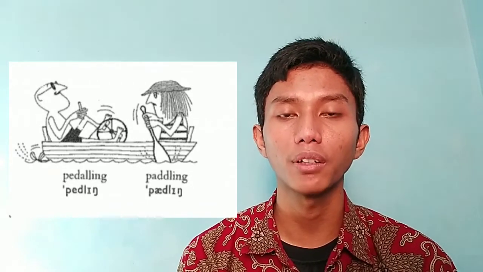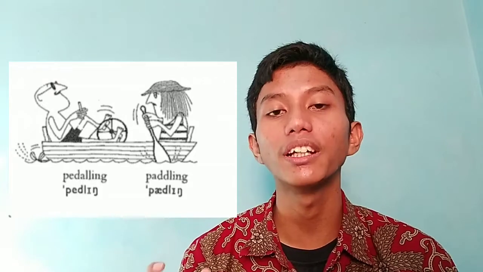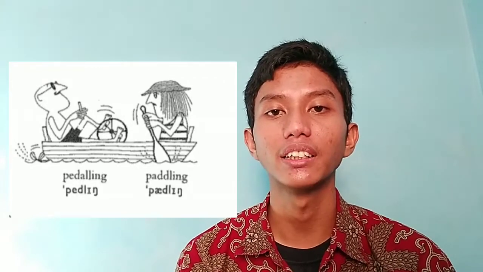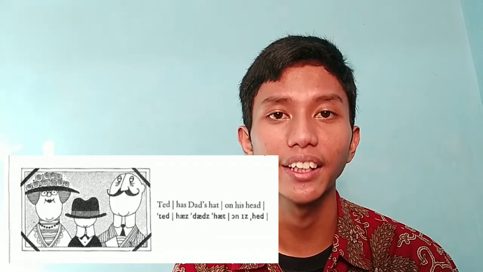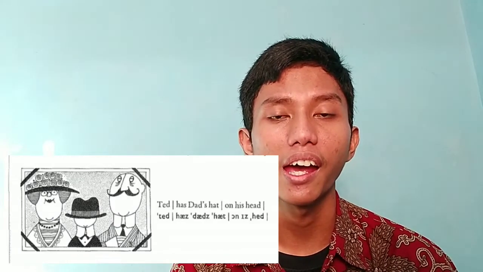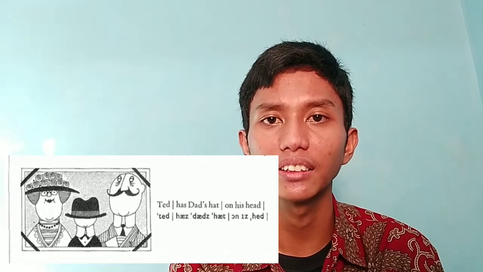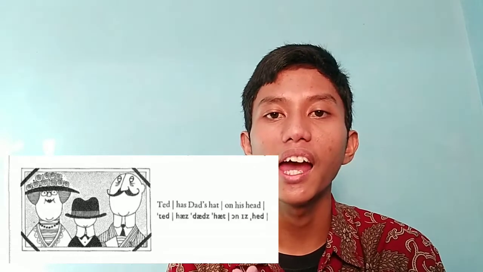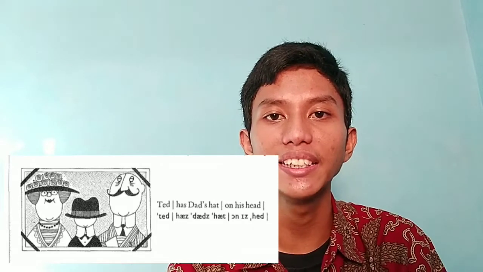The next word is paddling. We will also be able to pronounce it with the sound a in the middle of this word, between p and d, paddling. And then in the next picture, there is a cat, and the cat has that hat on his head.